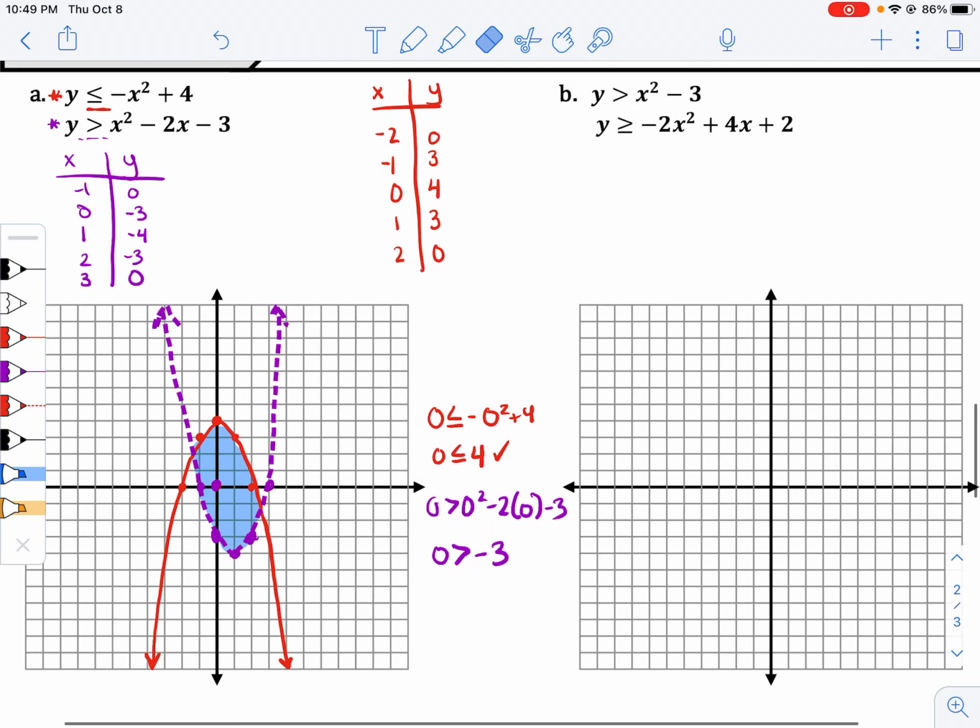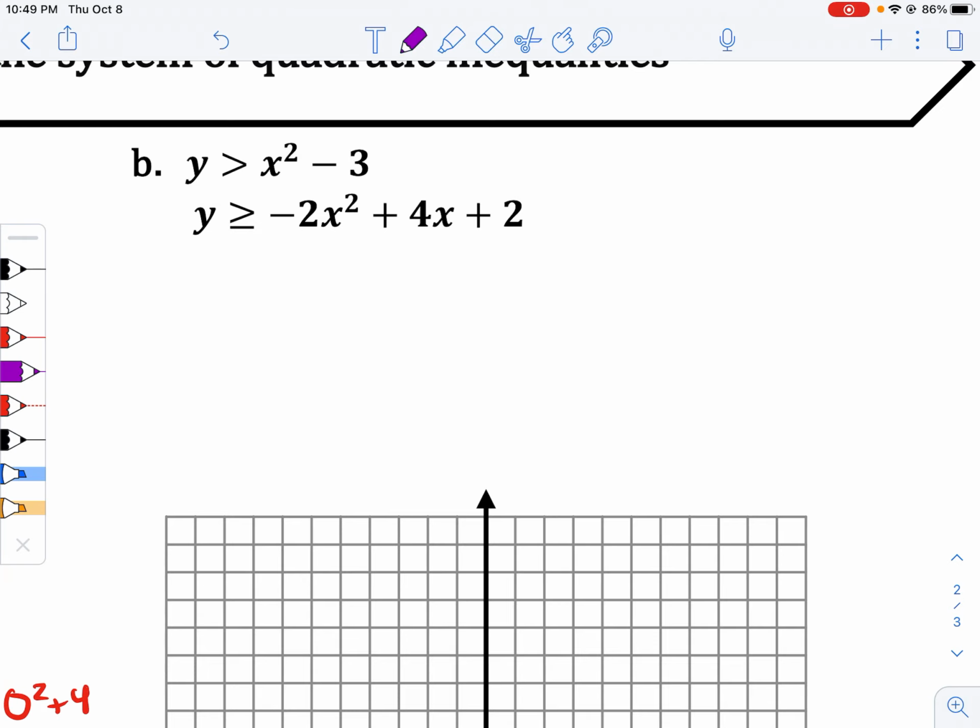Let's try one more. Part B, if y is greater than x squared minus 3, y is greater than or equal to negative 2x squared plus 4x plus 2. So let's graph this first one first in red. So it's x squared minus 3. Put that into my table, and I get this table.